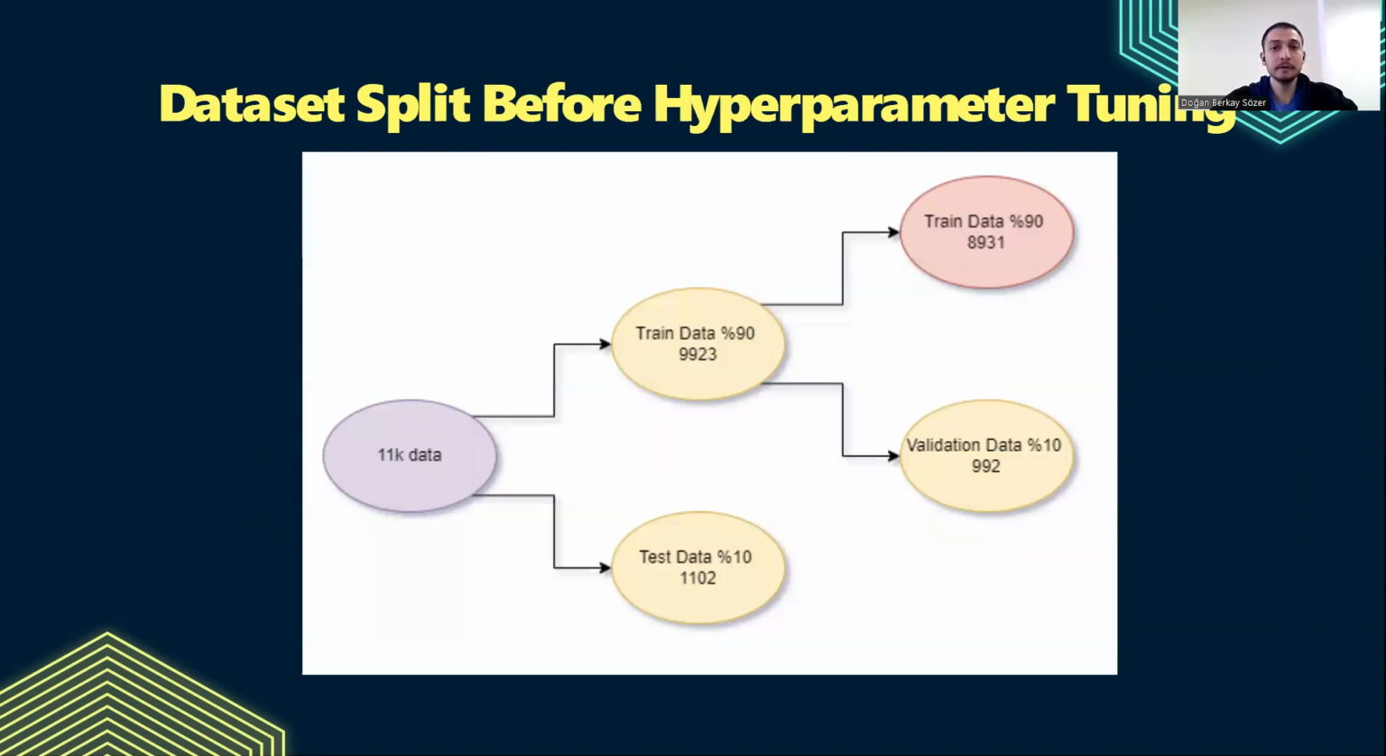Hi. Before starting the hyperparameter tuning process, we first divided the data in our dataset in two. These are the train data at 90% and the test data at 10%. And we divided our train data in two again. These are the train data and the validation data.